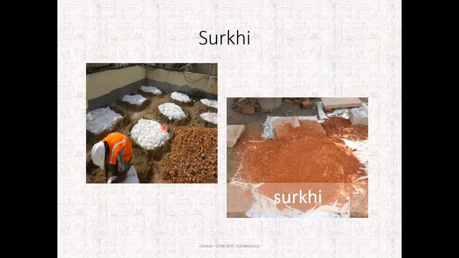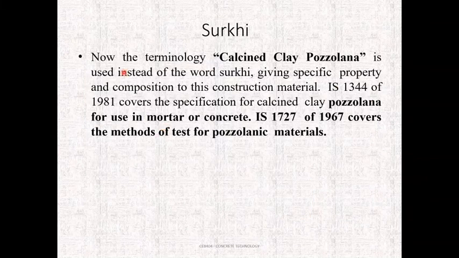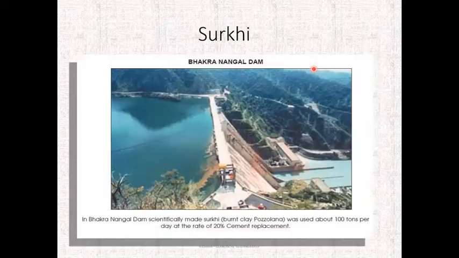Surkhi burned at higher temperature forms metakaolin. It is also called calcined clay pozzolana. It is used instead of surkhi. Surkhi has been used in the construction of the Bhakra Nangal Dam.